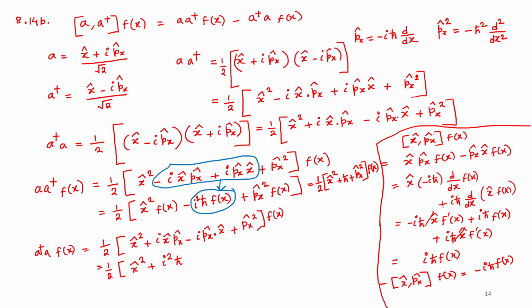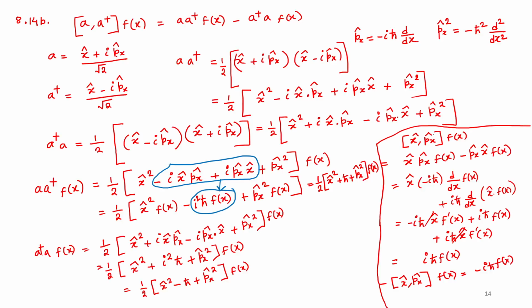IH f of x multiplied by I plus px square. F of x is outside. So it is half x square minus h plus px square f of x. So what do we have finally?